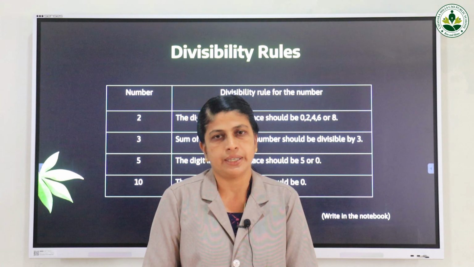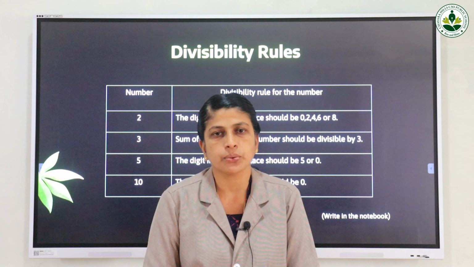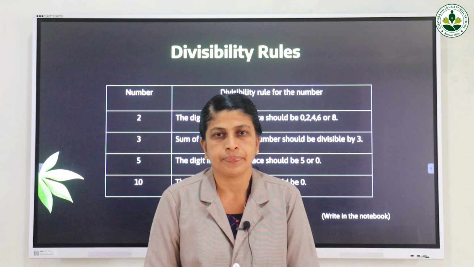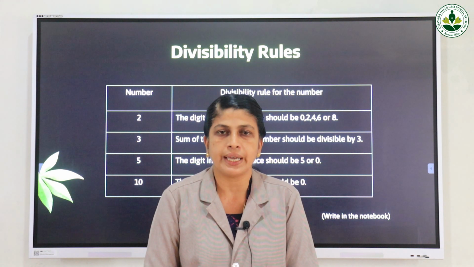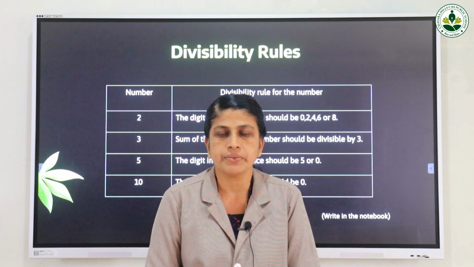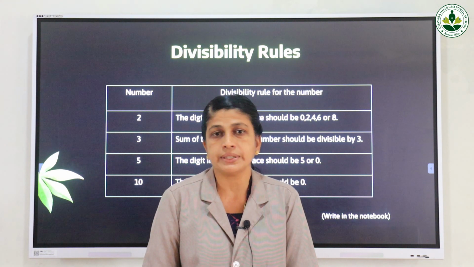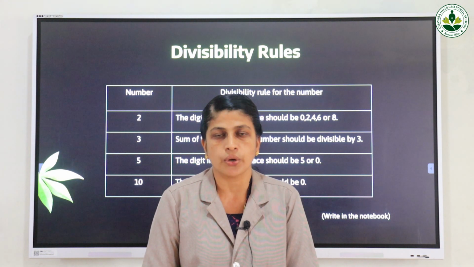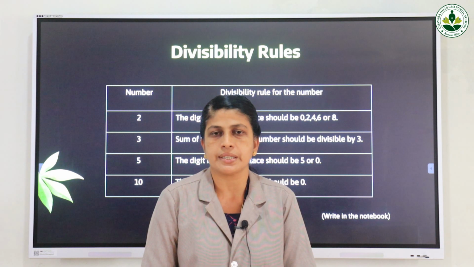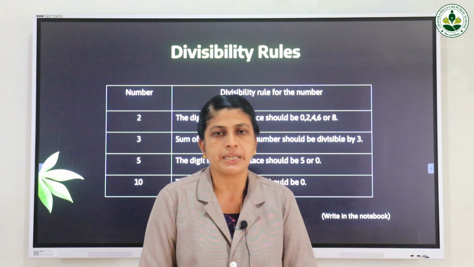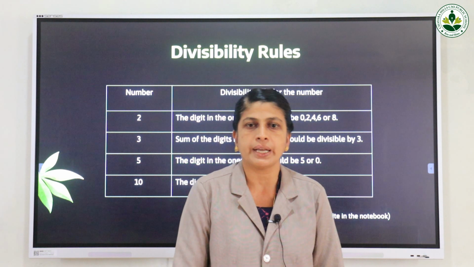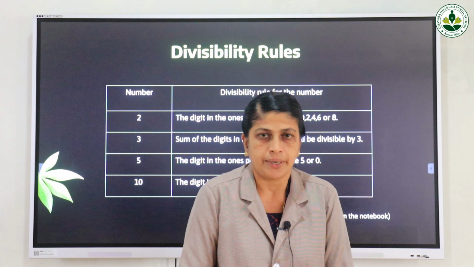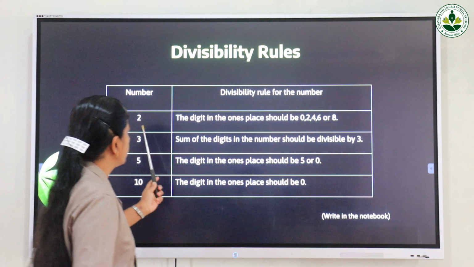And the last divisibility rule is the divisibility rule for the number 10. To check whether a number is divisible by 10, check whether the number ends with 0 or not, that is, whether the ones place digit is 0 or not. If the ones place digit is 0, then the number is divisible by 10. Therefore, these are the divisibility rules.